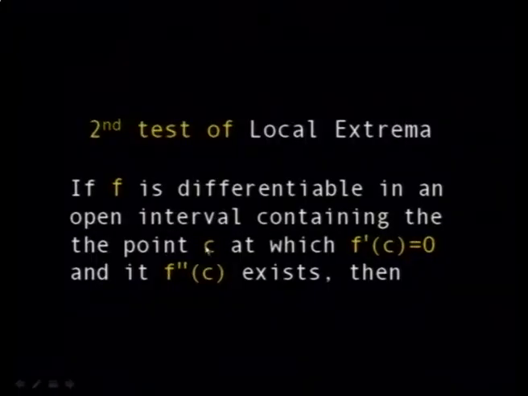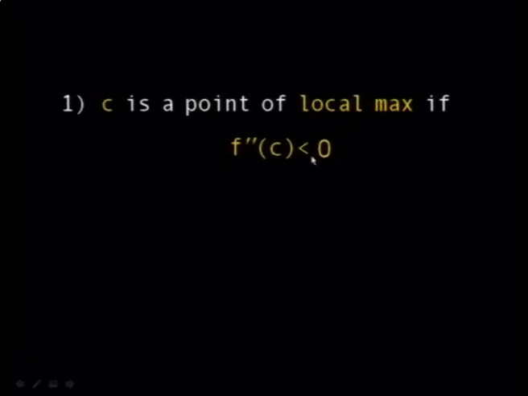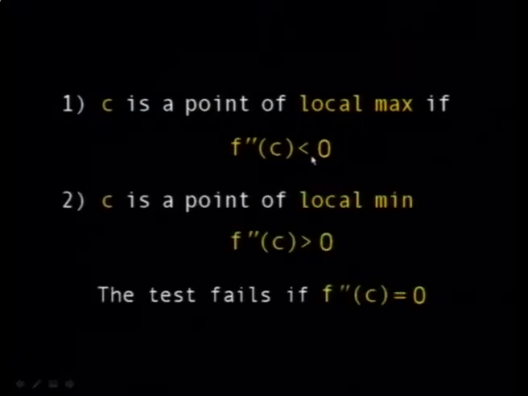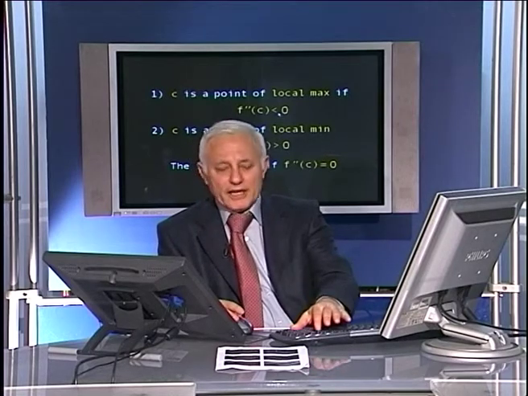So if f is differentiable in an open interval containing the point c at which f dash is 0, you go pursue the second derivative. If it exists, then if it is a point of local maximum, f double dash is negative, whereas if it is a point of local minimum, f double dash is positive, and the test fails if f double dash is 0. So now you have two tests to check for the existence of a local extrema.